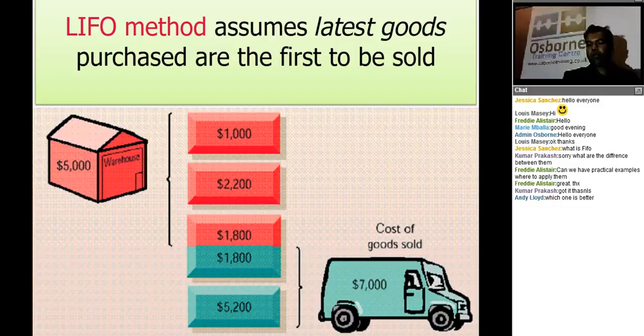So when we are selling them off, we are valuing not from the top, but from the latest stock. So the $5,200 batch will go out first, as well as $1,800 worth of stock, because we are selling off $7,000 worth of stock. So that's why they're going out of the last batches. So that's the idea of last in, first out.